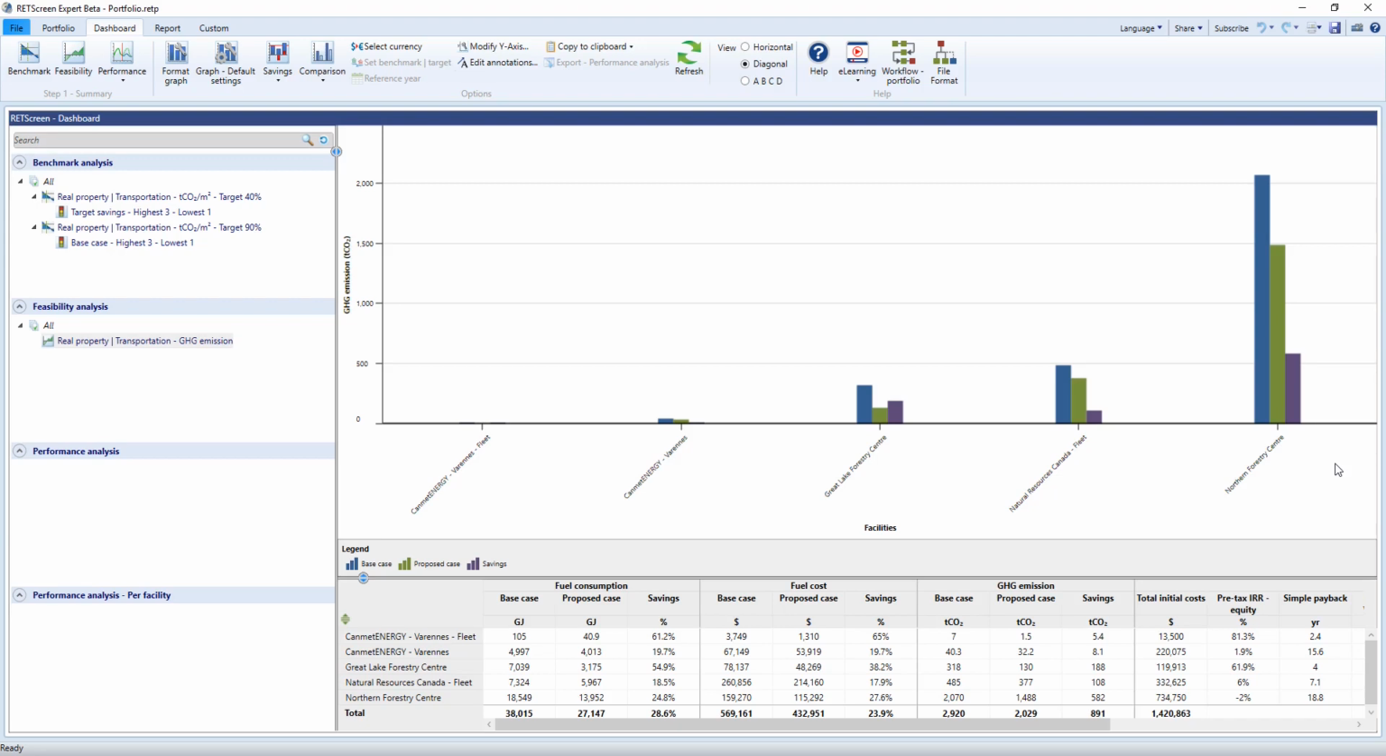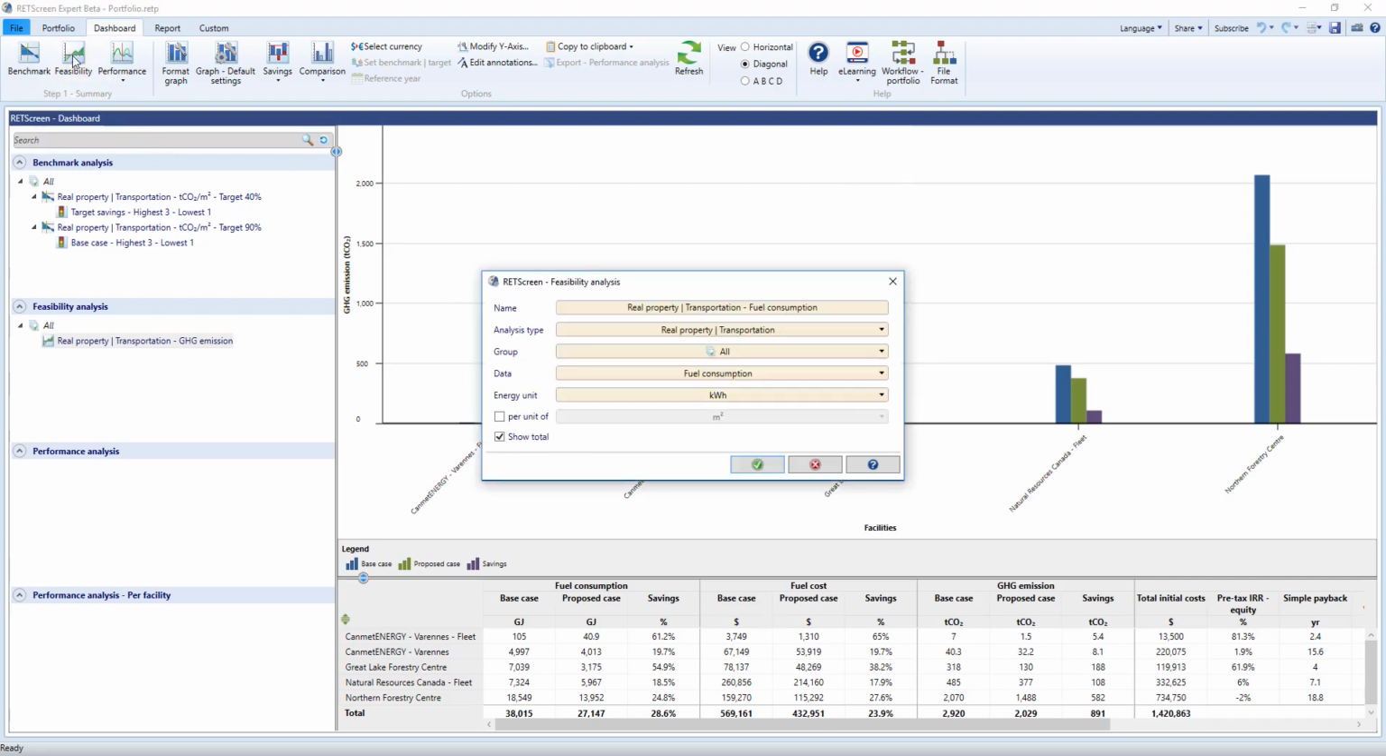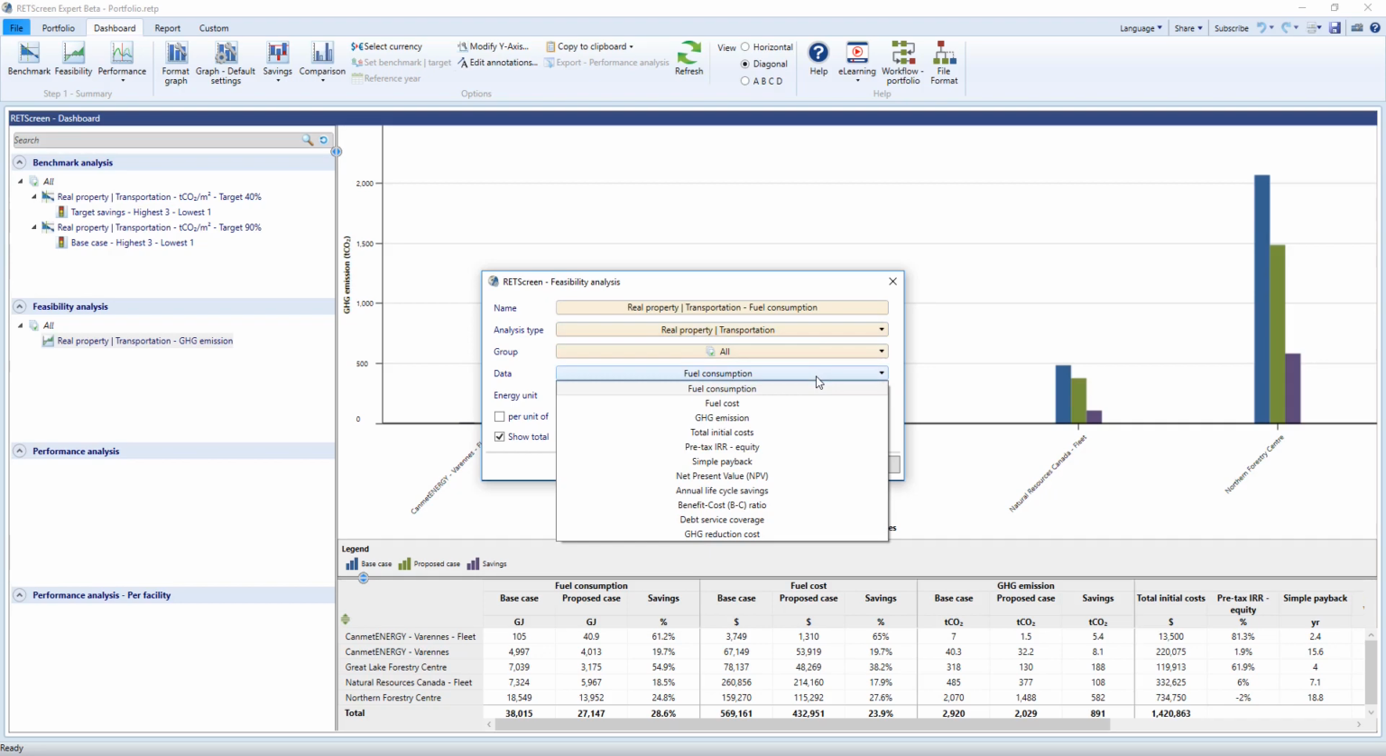Since our portfolio includes facilities that consume different types of energy and with different emissions associated with electricity consumption, we might be curious about the cost of GHG reduction. So let's create another graph that shows the GHG reduction cost. By clicking on Feasibility again, sticking with our real property like before, this time let's look at GHG reduction cost.